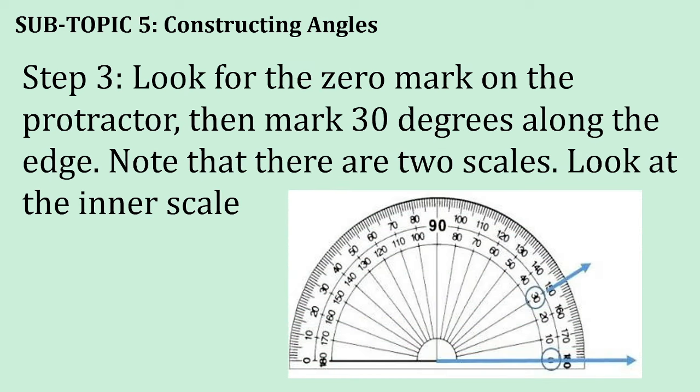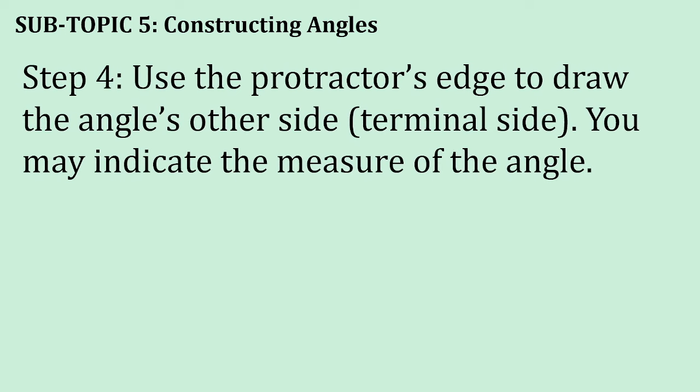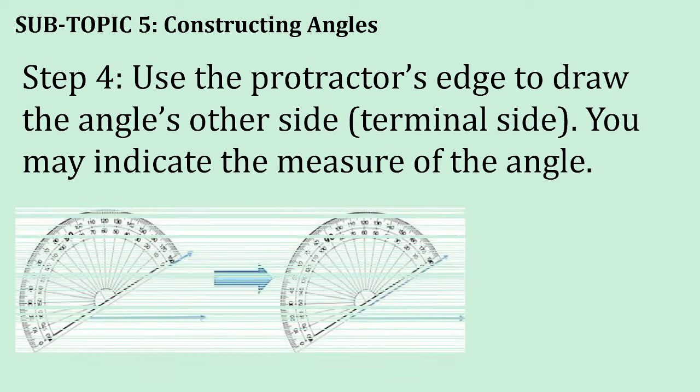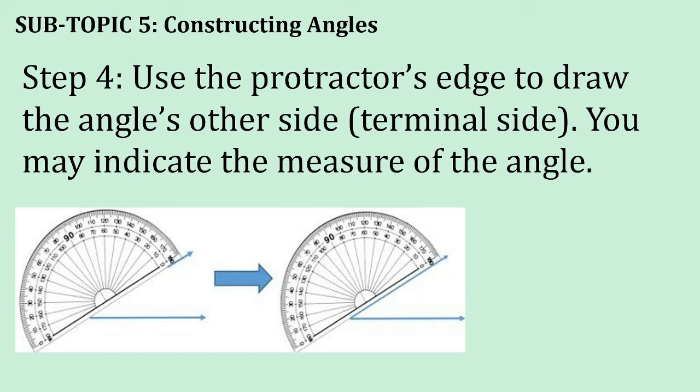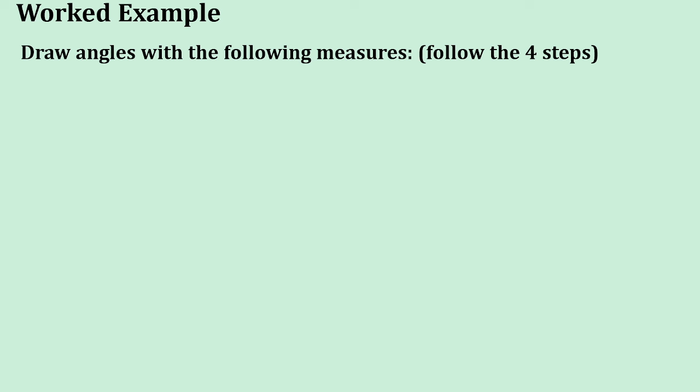Step 3. Look for the 0 mark on the protractor, then mark 30 degrees along the edge. Note that there are 2 scales. Look at the inner scale. Step 4. Use the protractor's edge to draw the angle's other side, the terminal side. You may indicate the measure of the angle. Another, draw angles with the following measure. Follow the 4 steps.